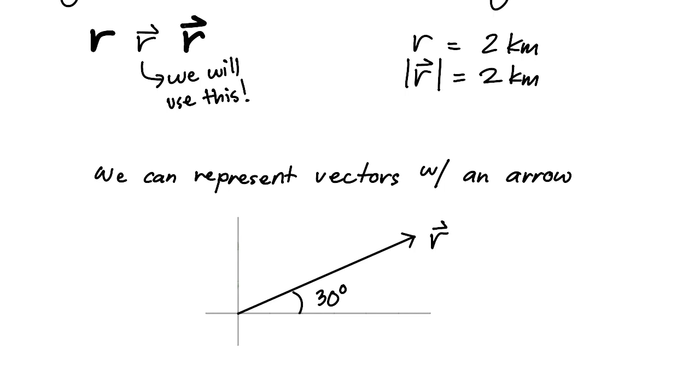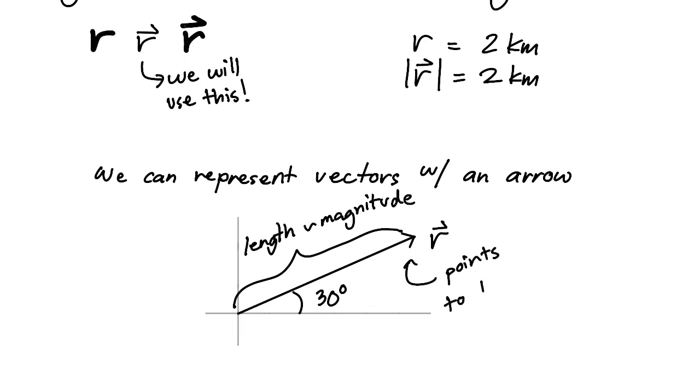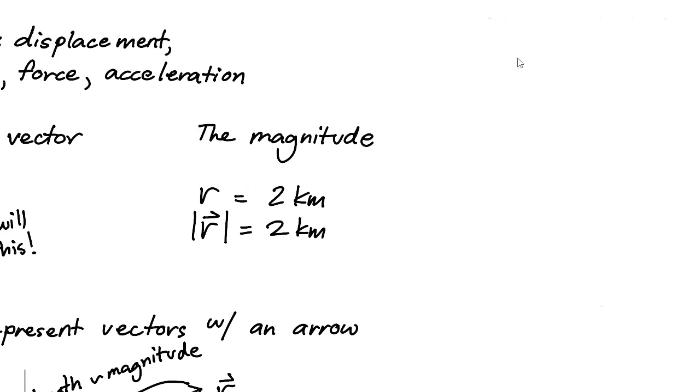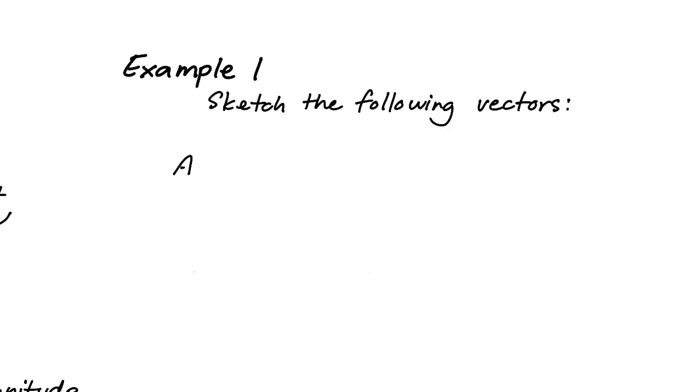Now, useful na gamitin yung arrow kasi the length of the arrow will now correspond to the magnitude ng vector mo. Tapos, kung saan nakaturo yung arrow mo, that will now represent your direction. Okay, so useful na gamitin yung arrows to represent our vectors. Now, to illustrate further, let's look at some examples ng vectors. Tapos, let's try to sketch them out in the form of arrows. Ano kayang itsura ng mga vectors na ito?